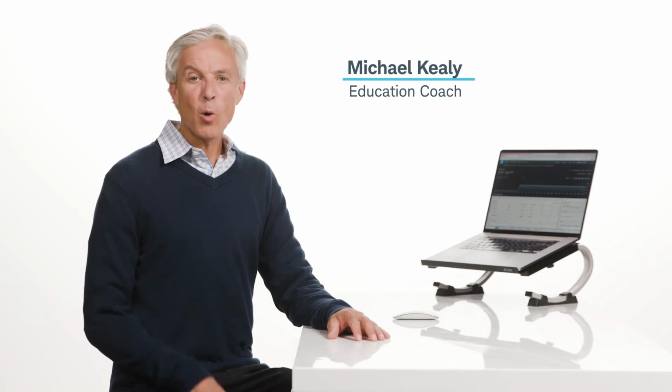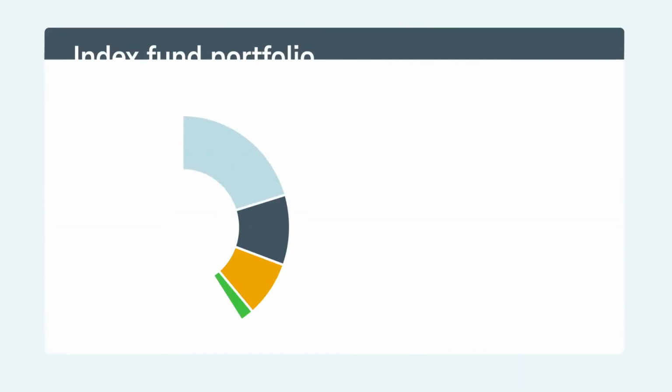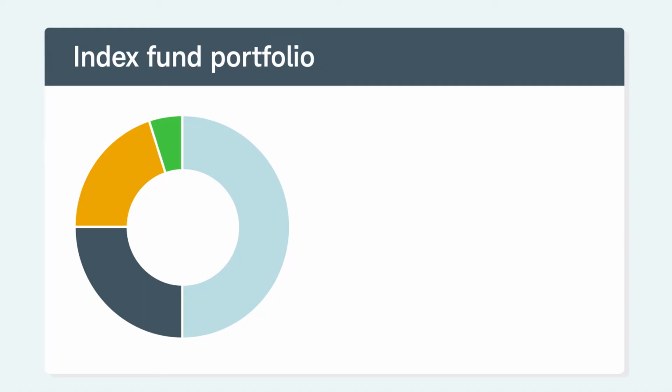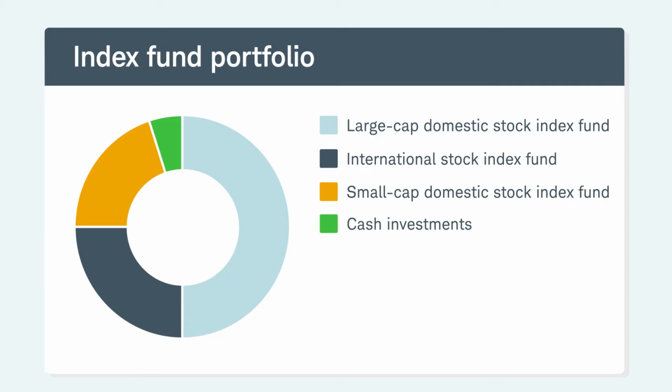In this video, we'll walk through how to buy investments for a portfolio. I'll demonstrate how to purchase both a mutual fund and an exchange-traded fund, or ETF, though some investors may prefer one type of fund over the other. Let's say that this portfolio will consist of 4 different asset classes: a large-cap domestic stock index fund, an international stock index fund, a small-cap domestic stock index fund, and cash investments.